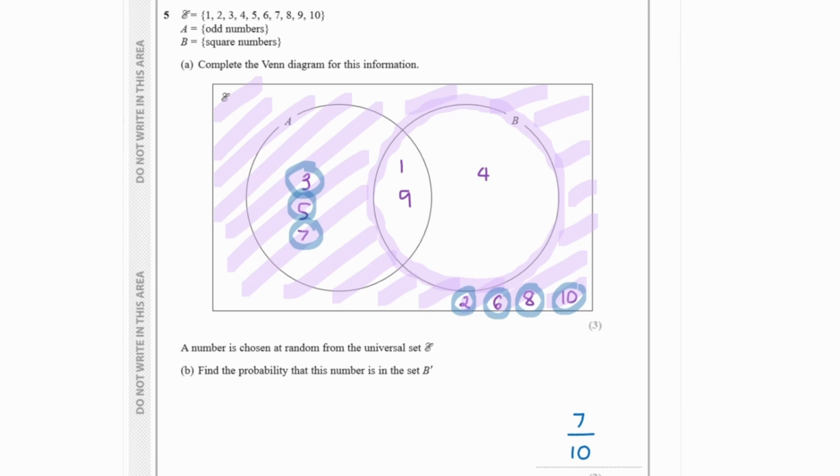So for part A, we would get 3 marks for putting in all our numbers in the correct places in the Venn diagram. And for part B, we would get 1 mark for correctly writing our probability and the correct numbers in the numerator and denominator.